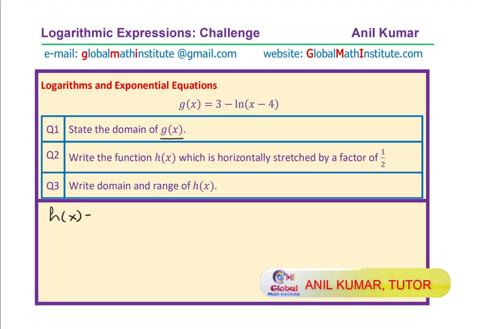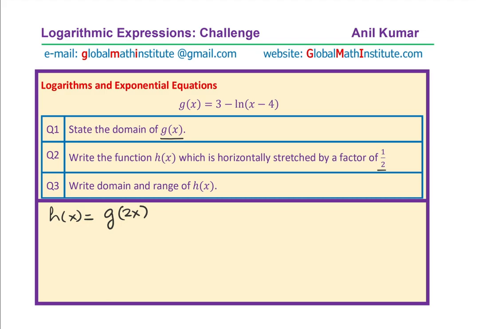So h of x will be equal to, since we have a factor of half, it should be g of 2x, correct? Now g of x is given to us as 3 minus ln(x minus 4). So that should be 3 minus ln(2x minus 4), correct? So that becomes the function, which I could actually now rewrite as 3 minus ln 2(x minus 2). Makes sense? So that becomes the transformed function. So h of x is the transformed function over g of x.